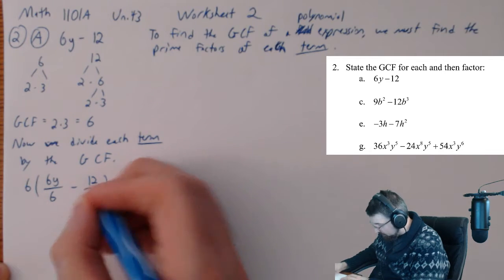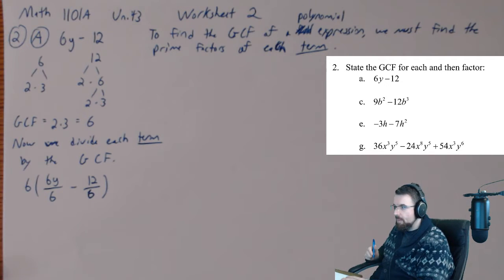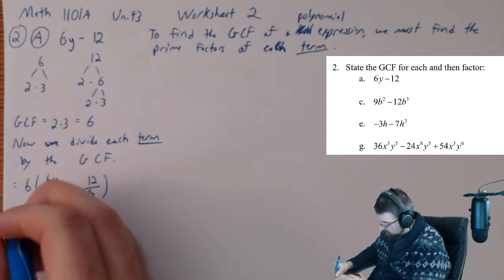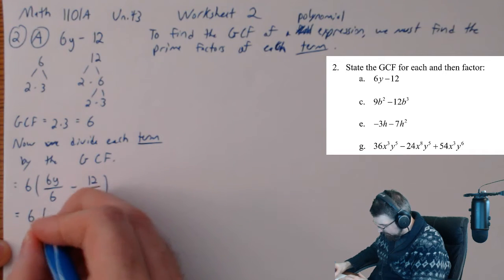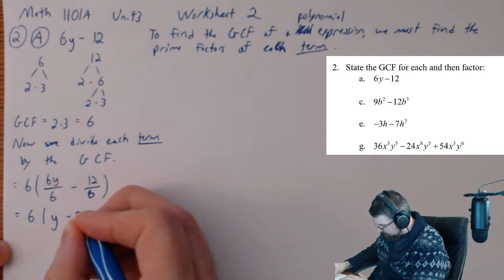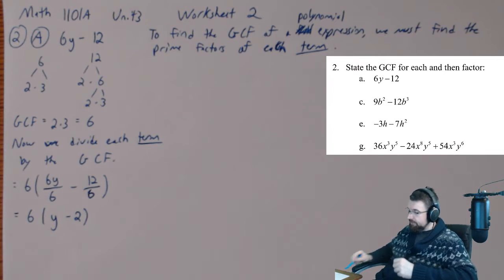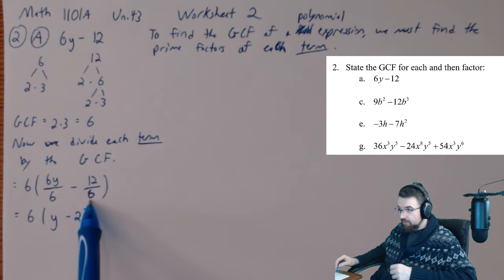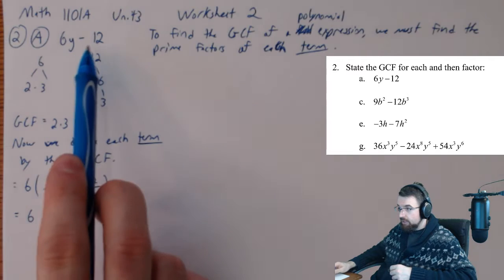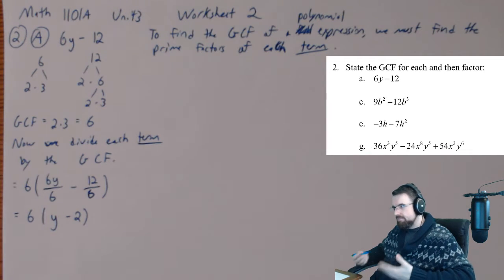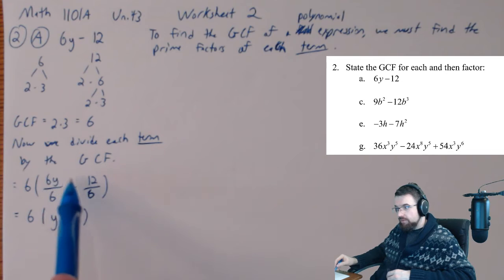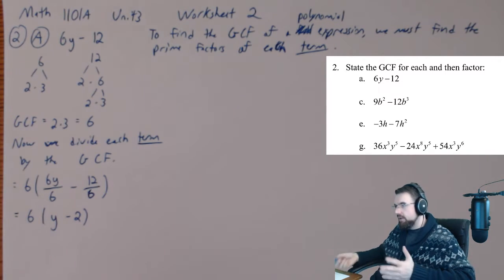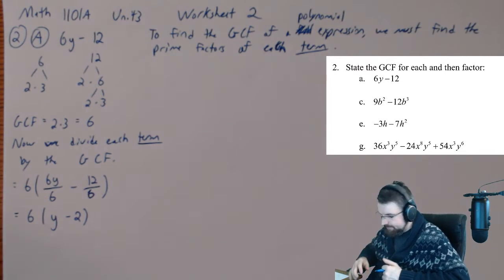This is not a step that we would always write down. I'm just showing you this step just to be thorough, to show you the way it would work. Right? But actually what we would write is 6 outside of y minus 2. Why is it 6 outside of y minus 2? Well, y is 6y divided by 6. 2 is 12 divided by 6, and it's a minus because this was a negative 12, and negative 12 divided by 6 is negative 2. 6 of one, half dozen of the other, really.